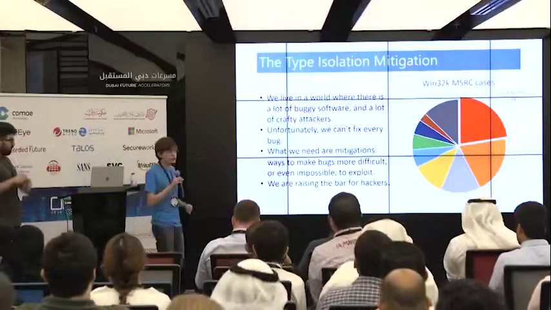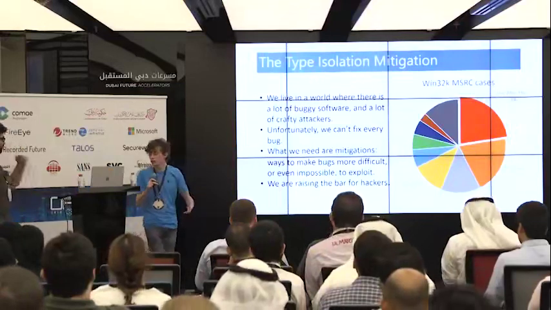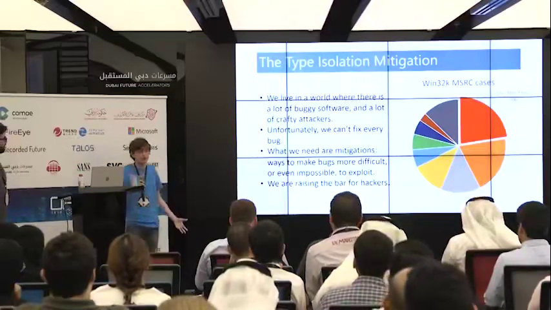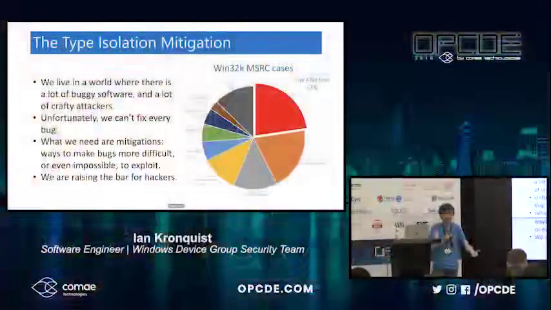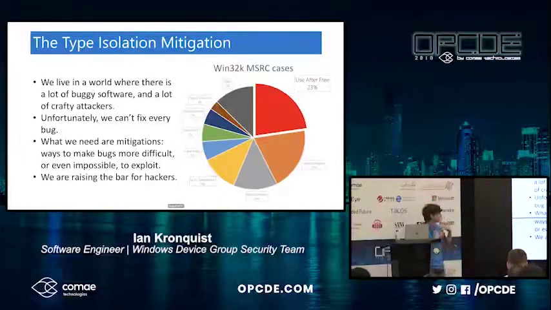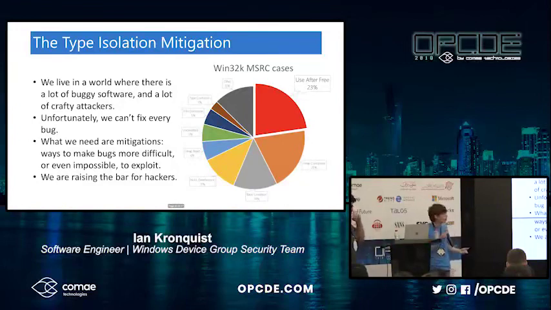Hello, everyone. My name is Ian Kronquist, and today we all live in a world full of vulnerable software, as you heard in the keynote. There are thousands of developers throughout the world who are introducing new security bugs every day. And we can't fix every bug. And so in the face of this systemic problem, we need a systemic solution, something like mitigations. Mitigations are a way for us to raise the bar against hackers and make bugs difficult to turn into exploits or even impossible.